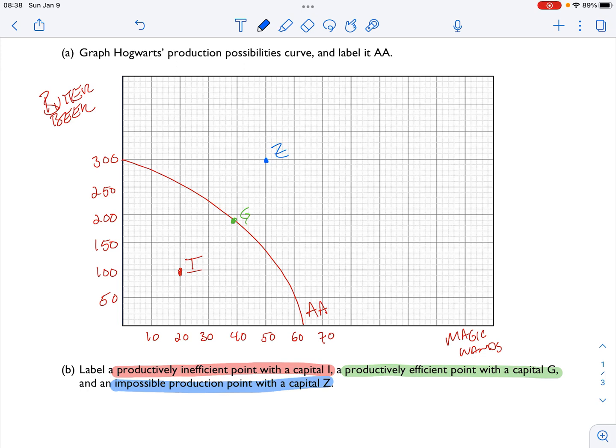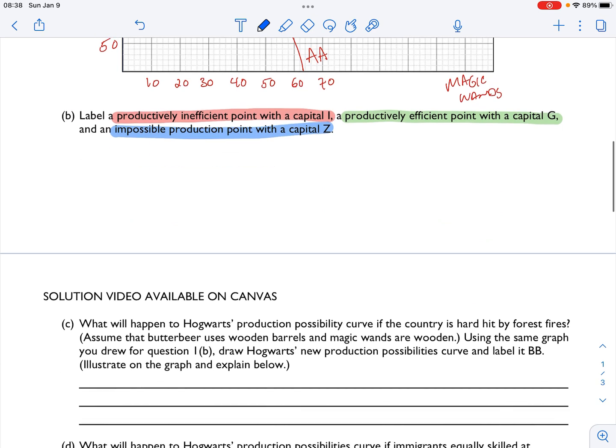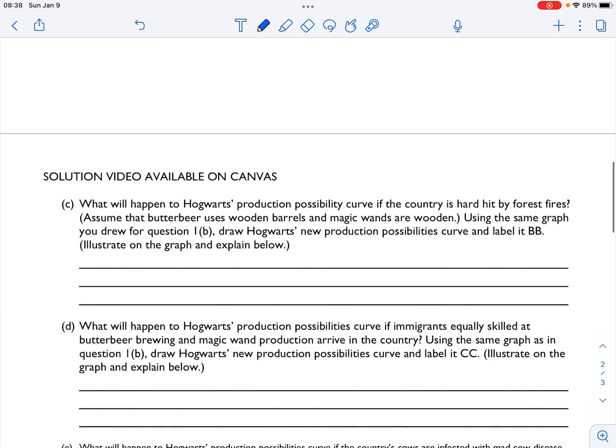The outward shift is reflecting the additional resources that have become available in our hypothetical, theoretical situation here. So that's question B. All right, so some analysis questions.